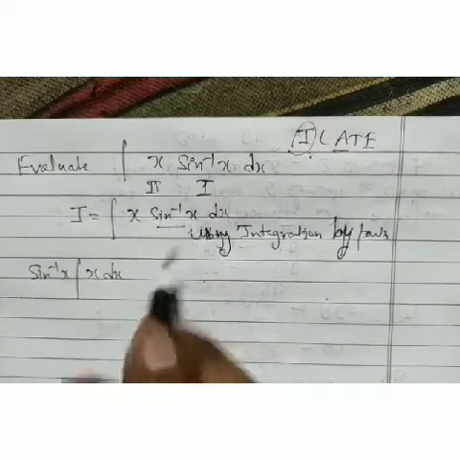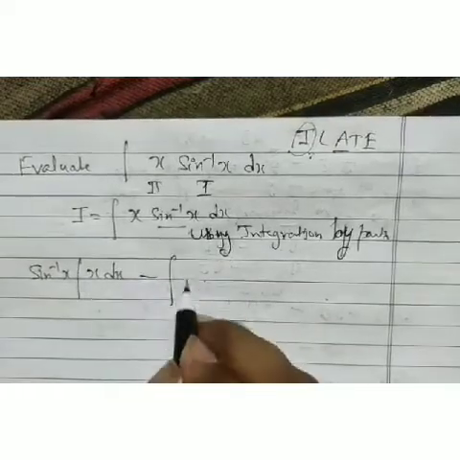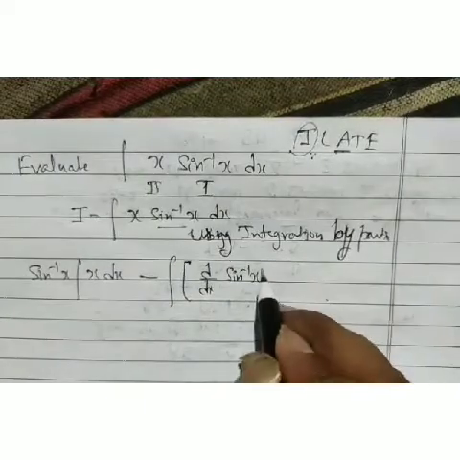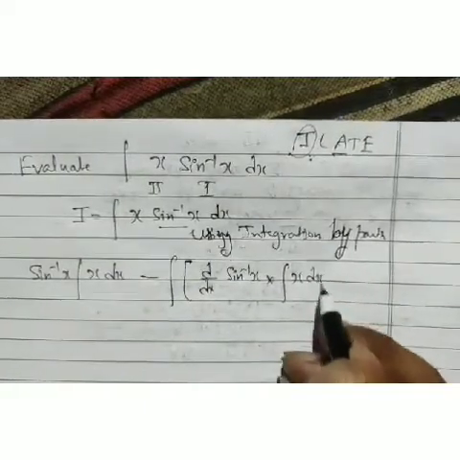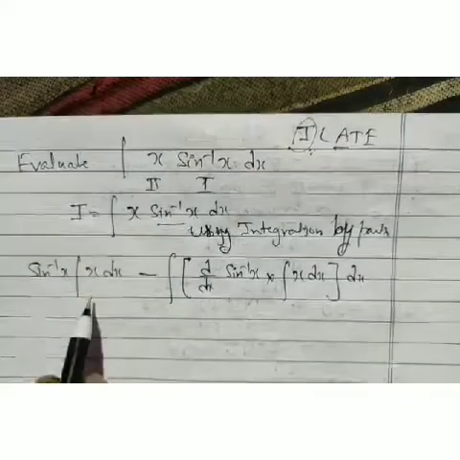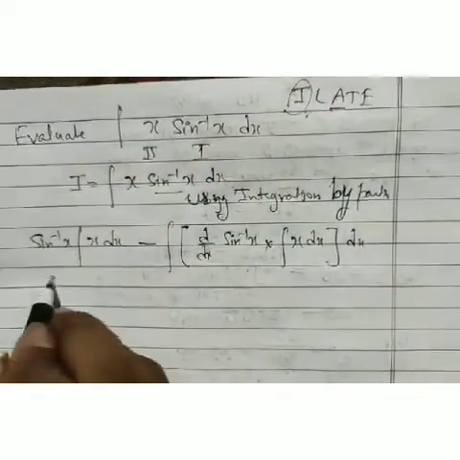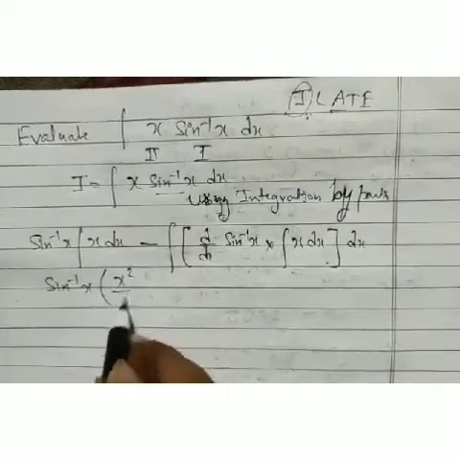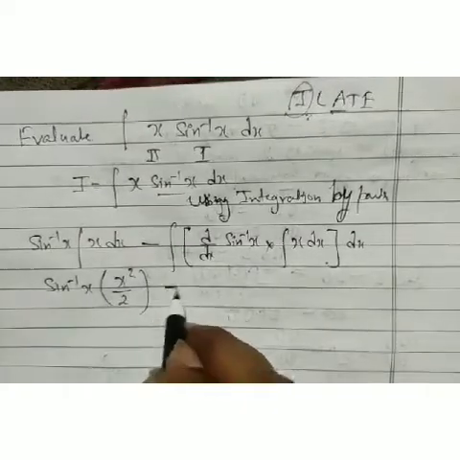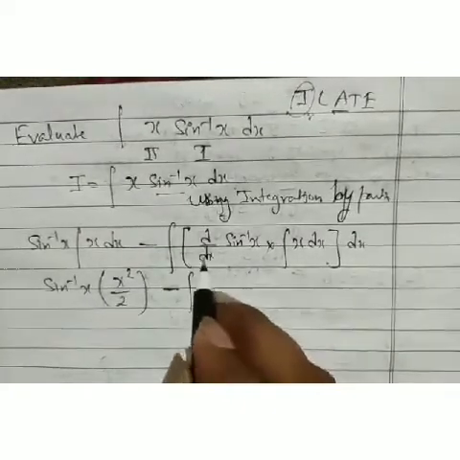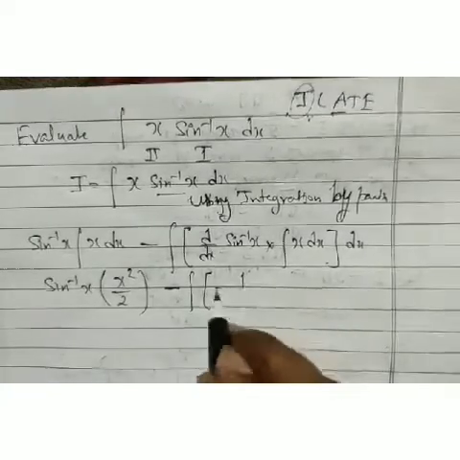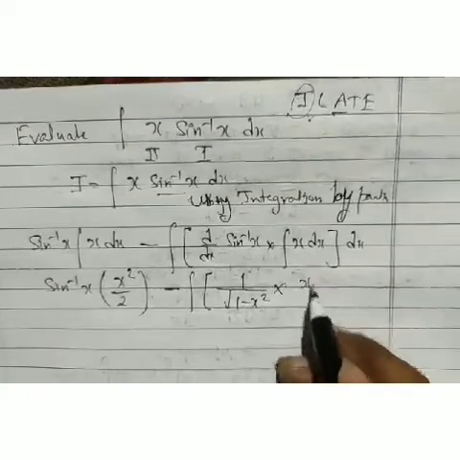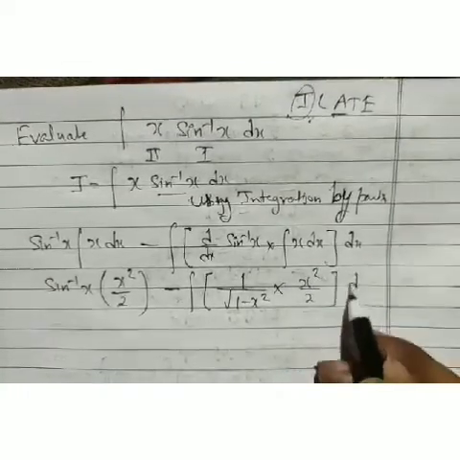That's why we take the first function, then minus the integration of d/dx of the first function into the integration of the second function, dx. Now, integration of x is what? It's x square by 2. So we get x square by 2 sine inverse x, minus. The differentiation of sine inverse x is what? It's 1 upon under root 1 minus x square, into the integration x square by 2, dx.